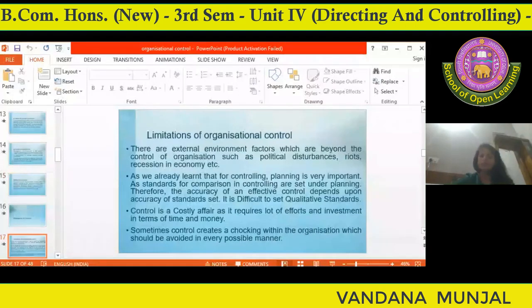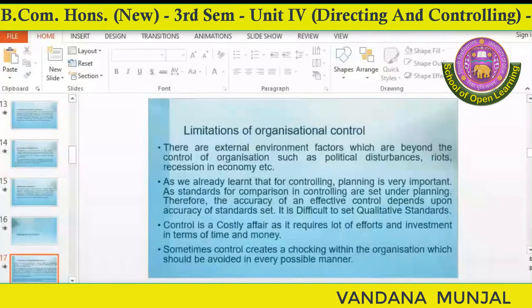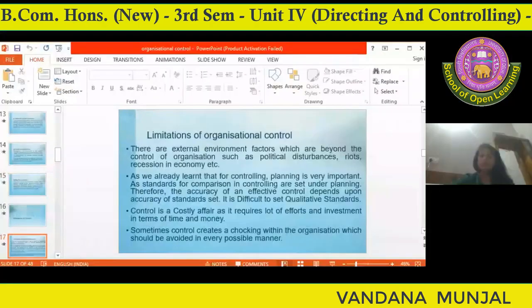Okay. Next is that प्लानिंग इज वेरी इंपॉर्टेंट फॉर द कंट्रोल. अगर प्लानिंग ही अच्छे से नहीं हुई है तो कंट्रोल का कोई पॉइंट नहीं है, कंट्रोल भी नहीं कर सकते हो आप अच्छे से, क्योंकि अगर हम ये कह सकते हैं दैट कंट्रोल का क्वालिटी डिपेंड्स अपॉन द क्वालिटी ऑफ द प्लान.